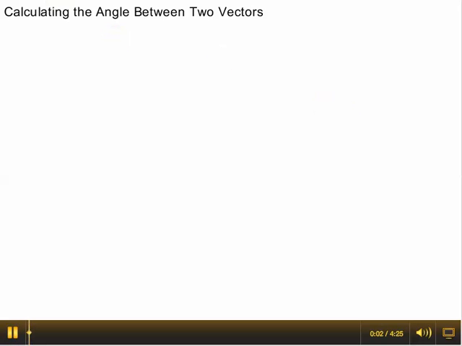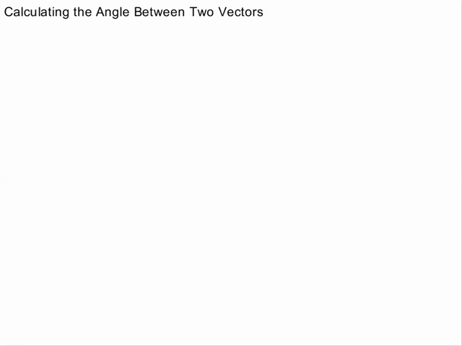Alright, let's talk about how to calculate the angle between two vectors. First of all, what is the angle between two vectors? Well, if this is a vector and you want to calculate the angle between it and another vector, you should join the vectors at their initial points. And like with adding, you join the tip of this vector to the tail of the next.